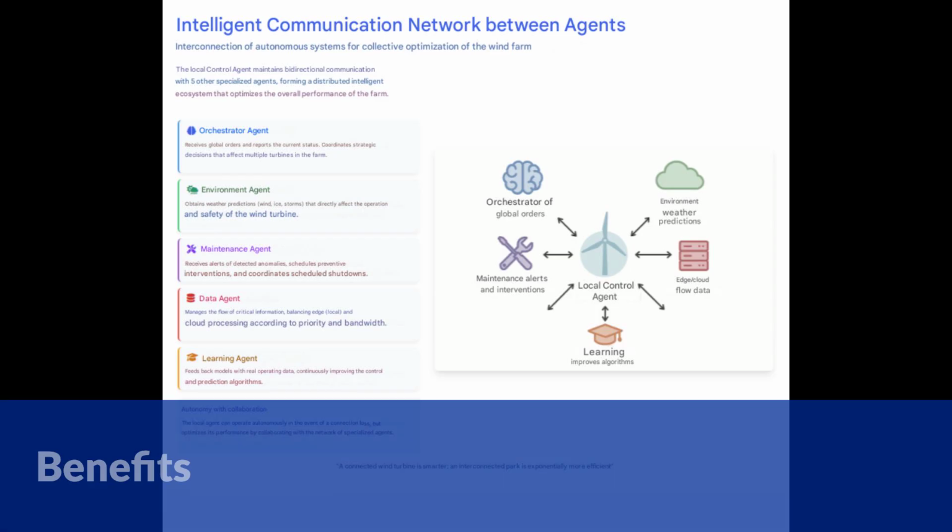It also communicates with the data and communications agent. This agent manages the flow of critical information, balancing local and cloud processing. It prioritizes data based on urgency and available bandwidth.